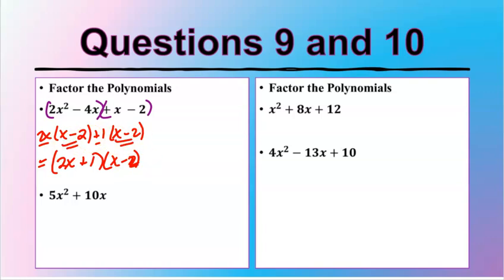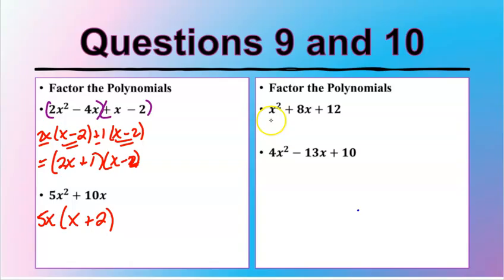Next, I have two terms here, so I factor out the greatest common factor. In this case, it would be 5x, and we're left with x plus 2. You can always verify it by distributing the greatest common factor with everything in the parentheses to get back to your original answer.